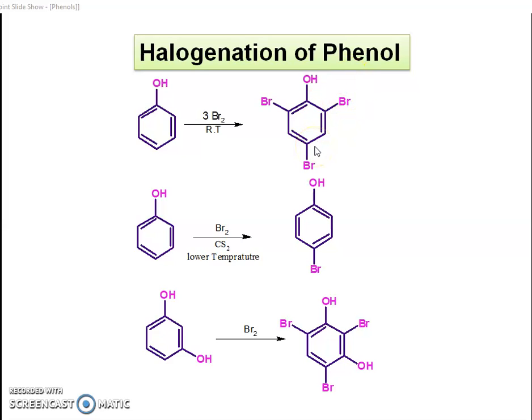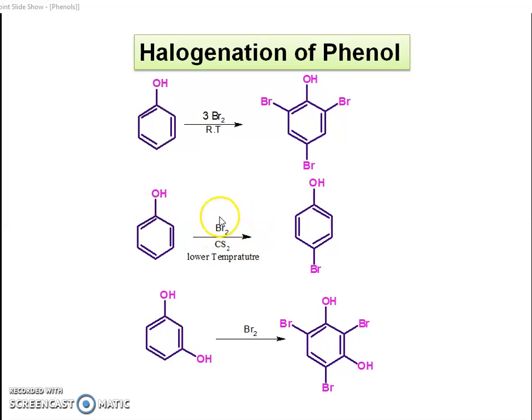So 2,4,6-tribromophenol is the product we get here. If this phenol is treated with Br2, that is bromine, in carbon disulfide at lower temperature, we get only a single product, para-bromophenol.